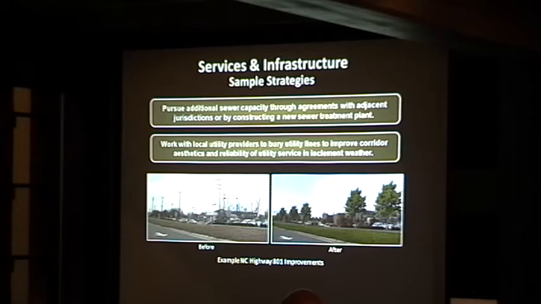Work with local utility providers to bury utility lines to improve corridor aesthetics and reliability of utility service in inclement weather. We all know that it's much more attractive to have utility lines buried, but it also has a practical merit in the fact that outages occur less frequently. But this is a rendering of what 801 there at the McDonald's might look like if some building improvements took place there, some landscaping improvements, as well as burying of the utility lines.